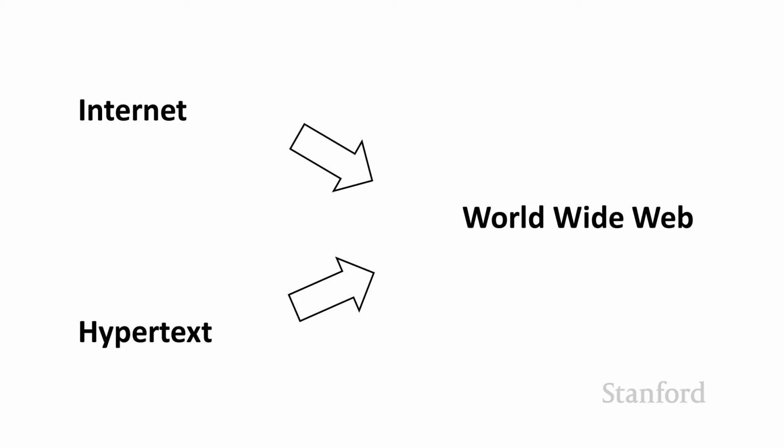The first one is the internet, which we've spent quite a bit of time studying over the last couple of lectures. And the second one is a technology called hypertext. And so we're going to start off by taking a look at hypertext.